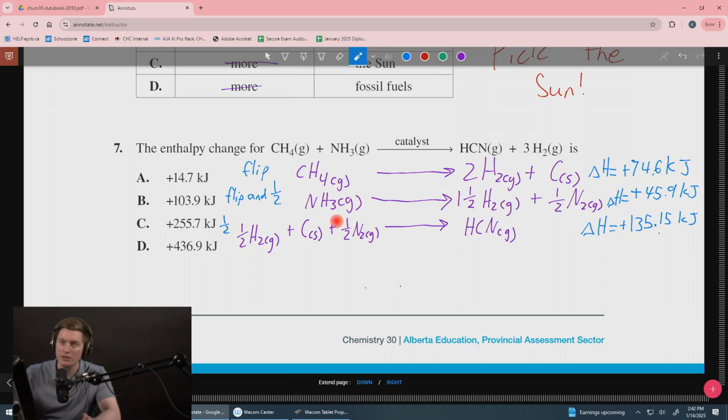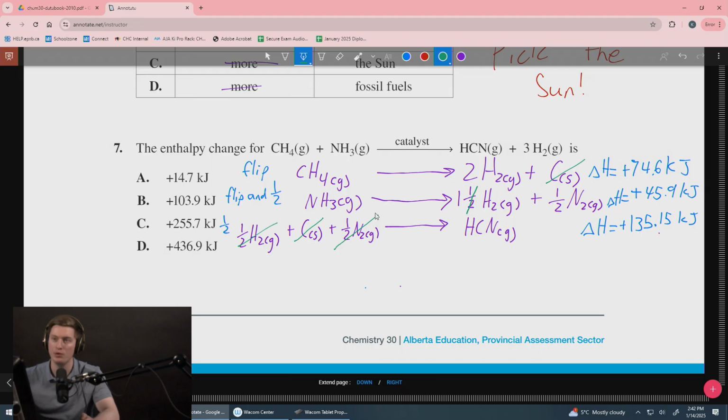If I add all of these reactions together on my reactant side, I will have methane plus ammonia. And then if I check these from this final equation, I've got half a mole of hydrogen here. I'm going to cancel that out with this half a mole of hydrogen from equation number 2. I've got 1 mole of solid carbon on the reactant side. I've got 1 mole of solid carbon on the product side in equation 1.